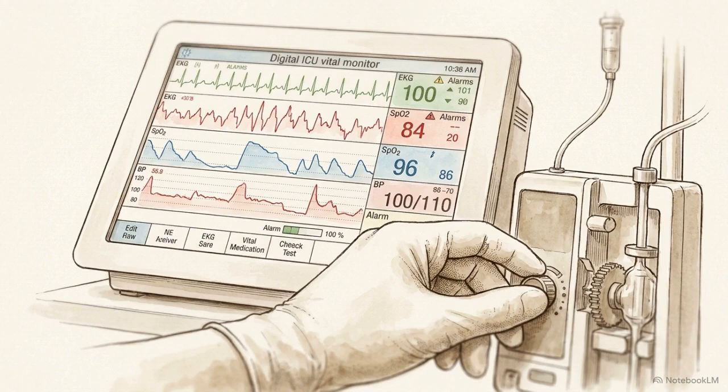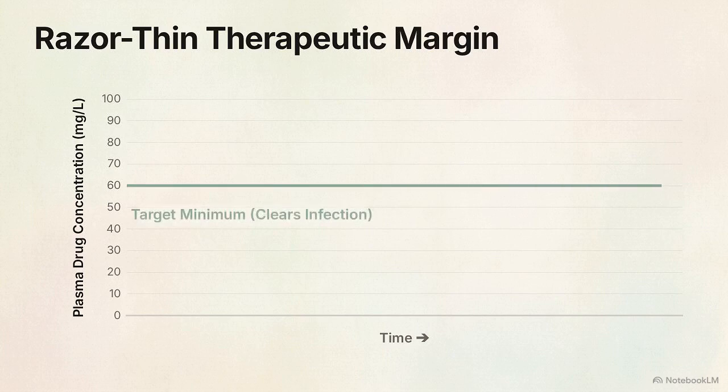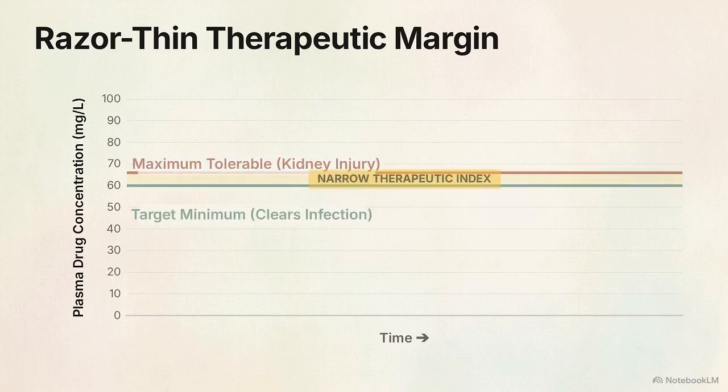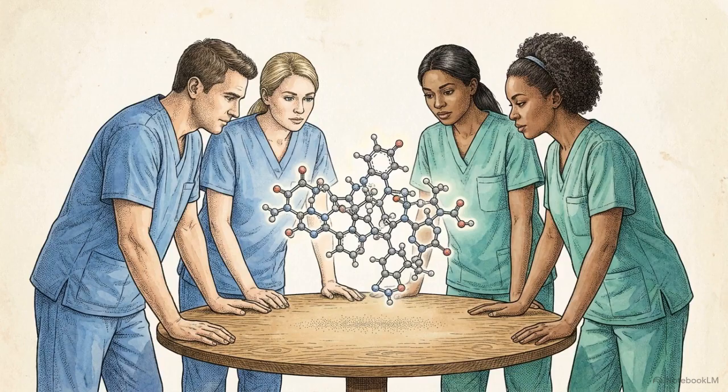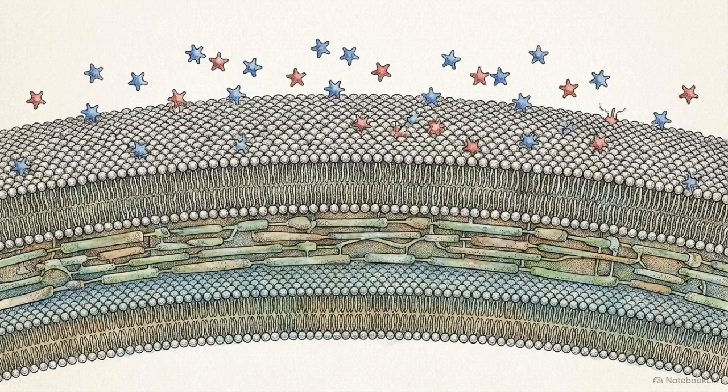This reliance comes with immense risk. Colistin has a narrow therapeutic index. The margin between a plasma concentration that clears the infection and a concentration that induces acute kidney injury is razor thin. To deploy this tool safely, critical care teams have to understand the precise physical mechanics of how the molecule operates and exactly how bacteria are evolving to survive it.